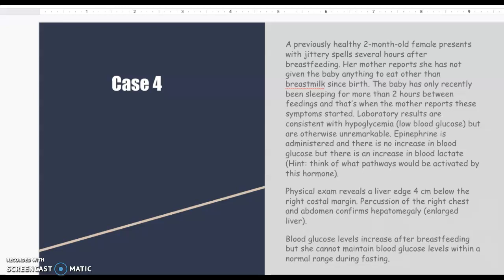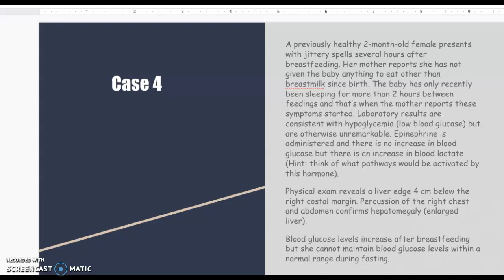An overview of the case is a previously healthy 2-month-old female presents with jittery spells several hours after breastfeeding. Her mother reports she has not given the baby anything to eat other than breast milk since birth. The baby has only recently been sleeping for more than 2 hours between feedings, and that's when the mother reports these symptoms started. Laboratory results are consistent with hypoglycemia, but are otherwise unremarkable. Epinephrine is administered and there's no increase in blood glucose, but there is an increase in blood lactate.